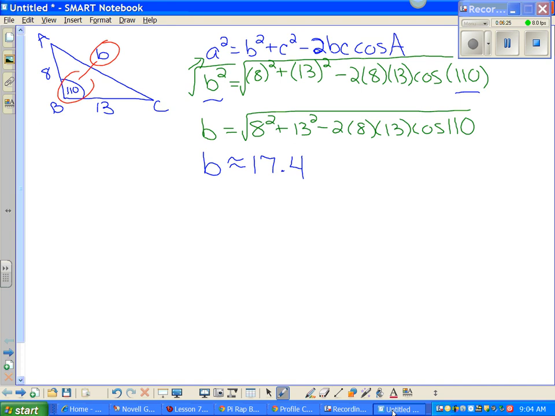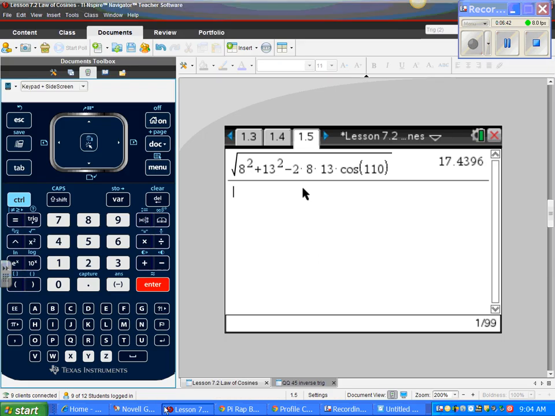Okay, so pretty simple when you're looking for just a side. Just plugging it in. You've got your two sides, the angle in between. To find your missing side, you just pop it right in. Are we okay with that? Okay. So what happens if we want to find a missing angle?